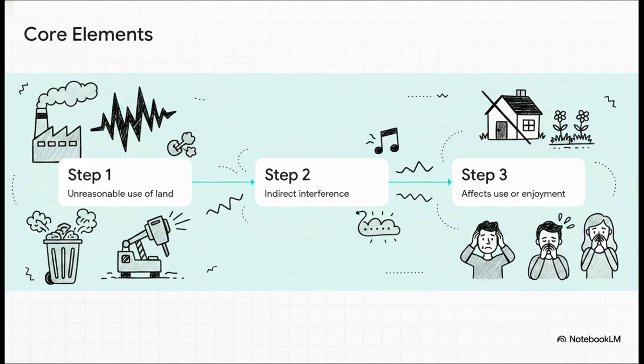When a problem question lands on your desk, your golden rule, before you do anything else, is to establish 3 core elements. First, you need an unreasonable use of land. Second, that use has to lead to an indirect interference. We're talking about loud noises or bad smells here, not somebody physically trespassing on your lawn. And third, it actually has to affect the claimant's use or enjoyment of their own property.